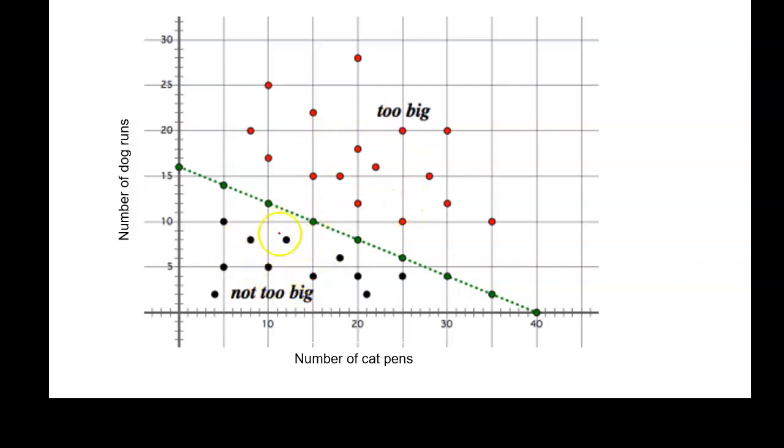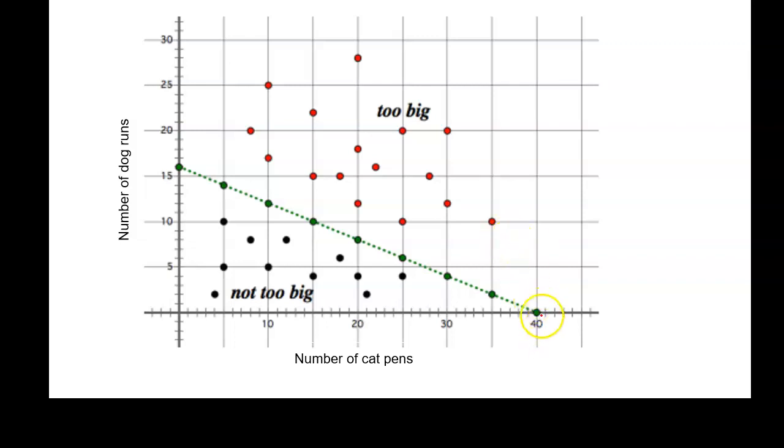Similarly, we have all of the points down here in black, which represent combinations of cats and dogs that would not be too big. So 10 cats and 5 dogs. That would be a combination that would cost less than the $1,280. And then all of these points in green represent points that are just right. So 15 cats and 10 dogs would exactly work. We would use up all of the $1,280 that they have available to spend.